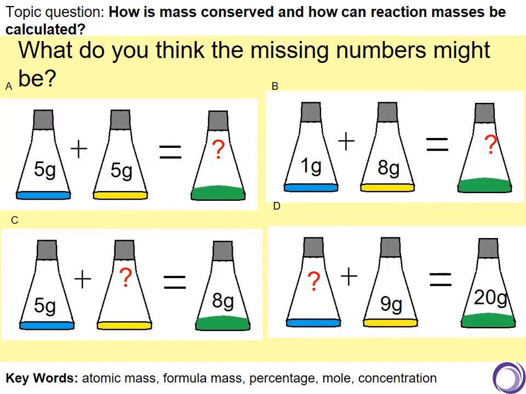Looking at picture A then, 5 grams plus 5 grams would give us a total of 10 grams. On picture B, 1 gram plus 8 grams gives us a total of 9 grams. On picture C, what number would we need to add to 5 to get to 8 grams? That would be 3 grams. And finally, what number would we need to add to 9 to get to 20 grams? That would be 11 grams. And what each of these pictures illustrates is the total sum on the left hand side is equal to the sum on the right hand side.